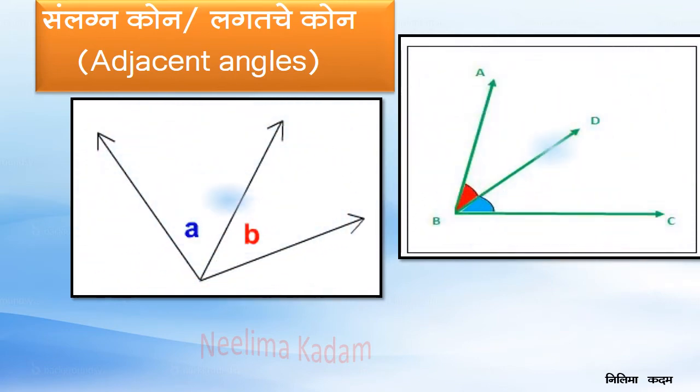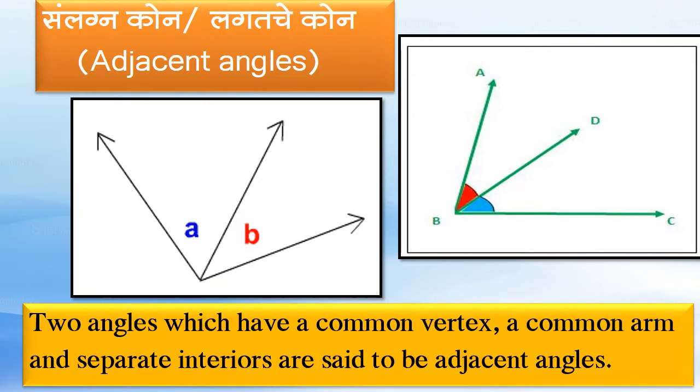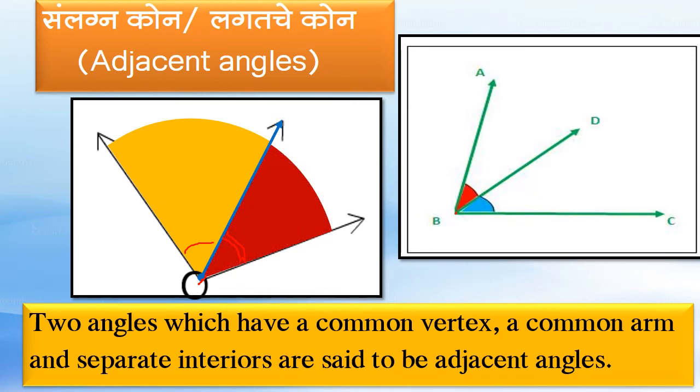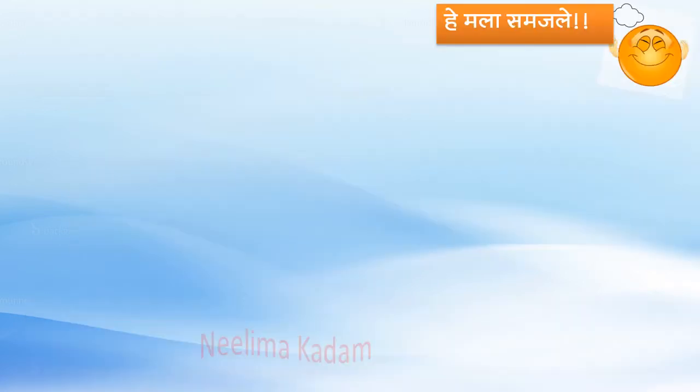One more example we will take. See here, two angles, common vertex here. In this case also common vertex. This is angle A and this one is angle B. Now the vertex is O. This is the common arm. And see here, interiors are completely separate. So these are adjacent angles. In this case also.